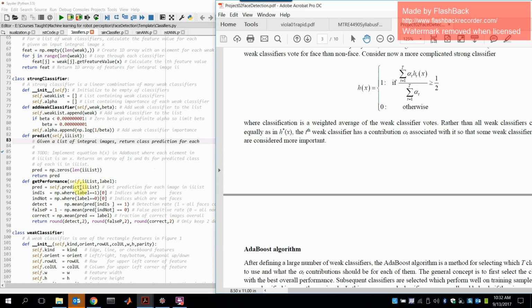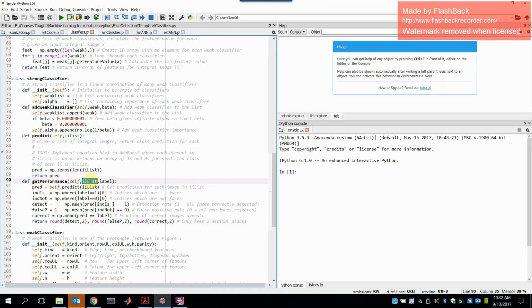So then here, get performance. This is once you already have a strong classifier, to tell you how good it is. You pass it a list of images that you want it to check, and you pass what the labels of them are. It's going to predict what it is. That's this member function here. It's going to find where the labels are that are faces, all the indices where they're faces, and all the indices where they're not faces.